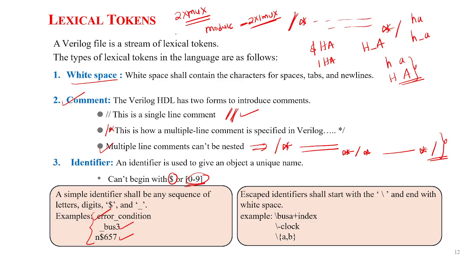Invalid identifiers are those that should not start with a dollar sign or a number, and should not have any space between characters, like between H and A and H. These are valid identifiers. Escape identifiers start with a backslash, with white space. These are what we call escape identifiers.